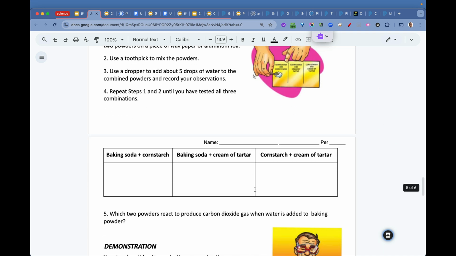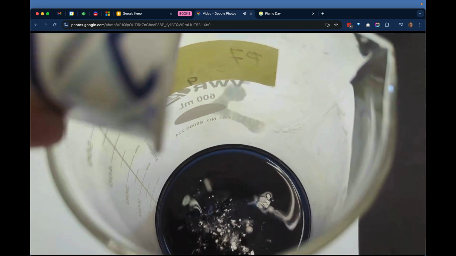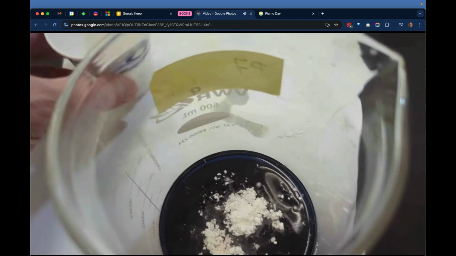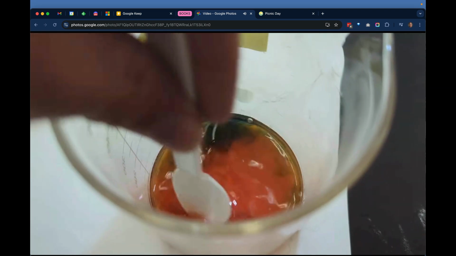So they had to test baking soda and cornstarch, baking soda and cream of tartar, and cornstarch and cream of tartar. Then we had a demonstration of what happens when you add cream of tartar and vinegar to indicator solution. And this is cream of tartar being added to the universal indicator. And it did the same thing as when vinegar was added to it, it went from a dark green or blue to a bright pink.